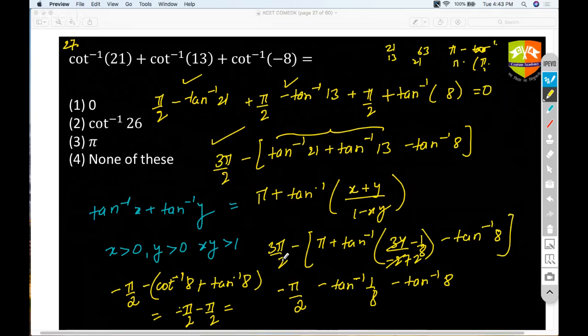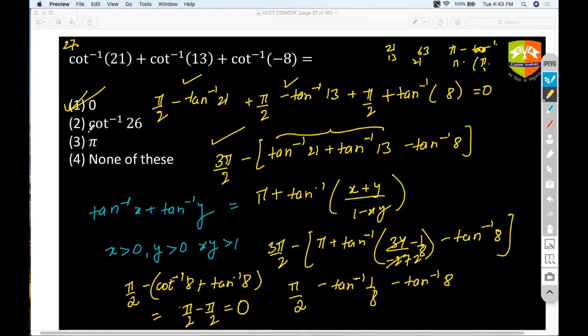And if I open the brackets, I get negative pi by 2. Oh, my bad. That's positive pi by 2. That's positive pi by 2. Because none of these is a very rare chance that it should appear as your answer. So my mistake. So answer here is going to be 0, my dear friends. So option 1 is going to be correct.